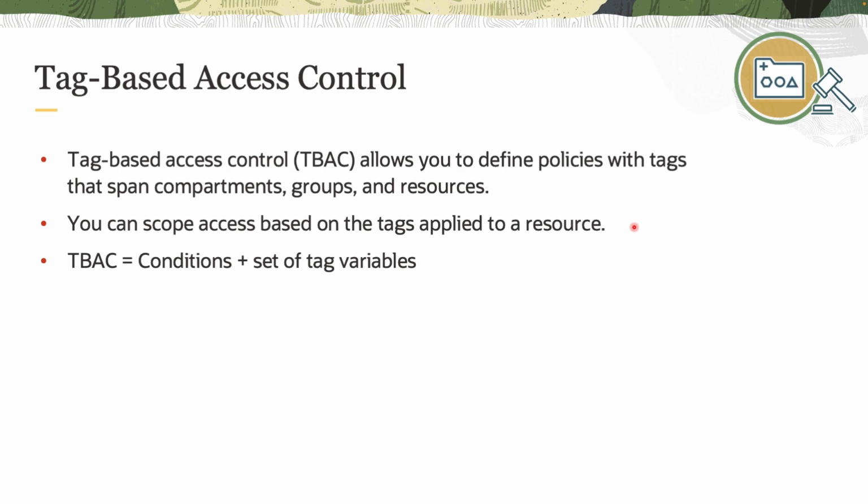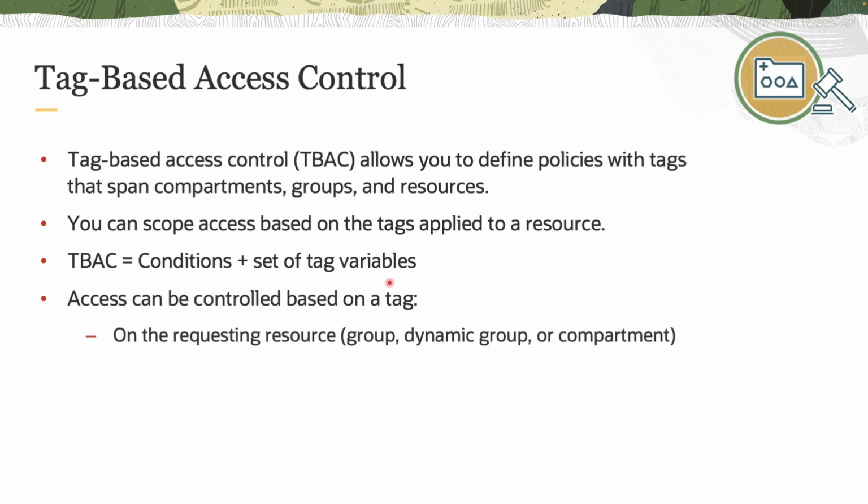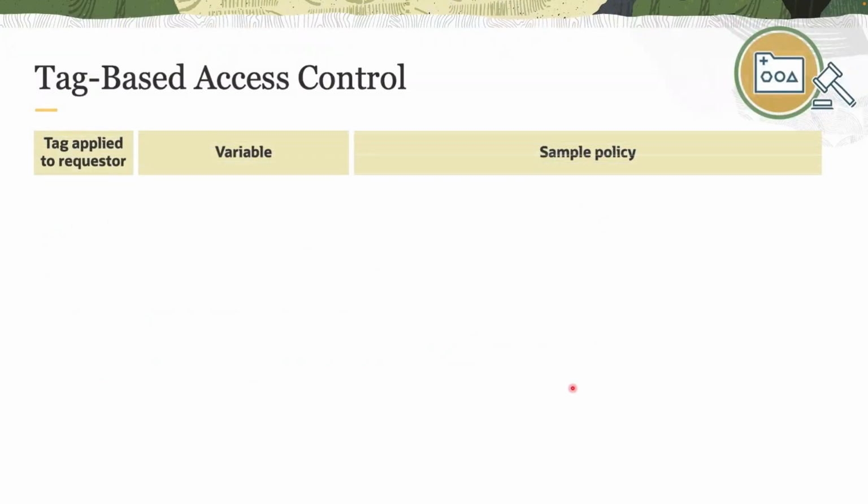In tag-based access control, we add conditions to the policies, along with a set of tag variables used in this condition. And now you can control access based on the tag that exists on the requesting resource, such as group, dynamic group, or compartment, or on the target of the request, such as a resource or a compartment. So let's see how this really works, and we will look at some examples.